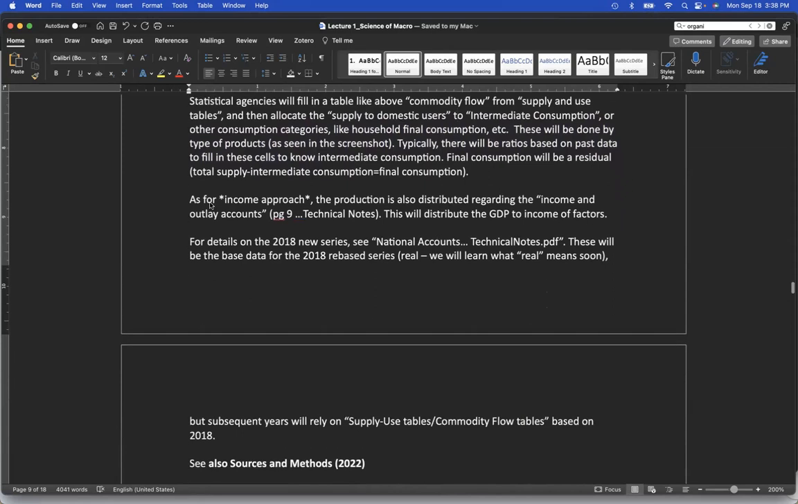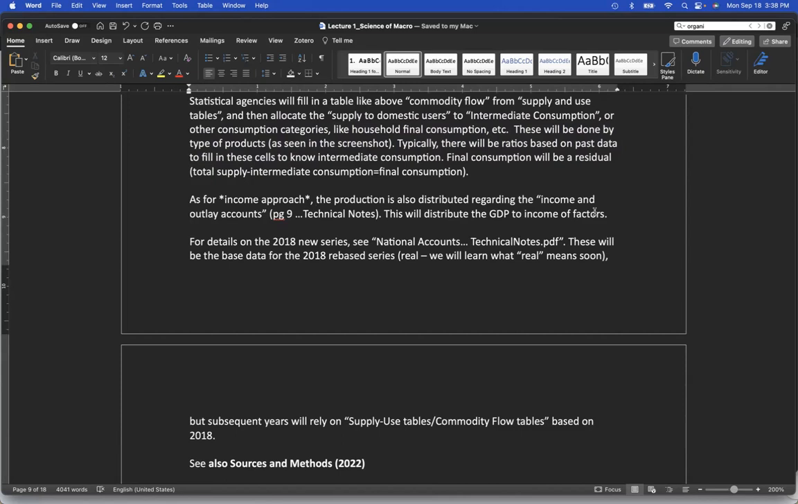Okay, so as for the income approach, so expenditure yon, the same idea goes for the income approach. Total production is distributed using the income and outlay accounts. Okay? This will distribute GDP to the income of factors. So meron kang labor, capital, etc., etc.